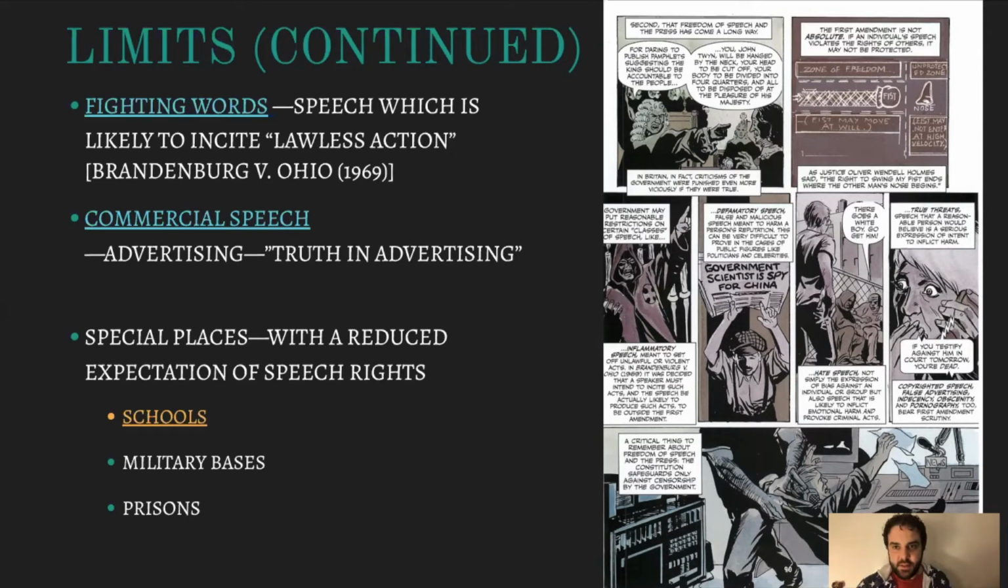And there are places where your speech protections are not so grand, most notably in schools, as we'll get into with Tinker v. Des Moines, but also on military bases and prisons. The government has greater leeway to limit your speech. Graphic adaptation of the Constitution has some nice summary of these limitations.